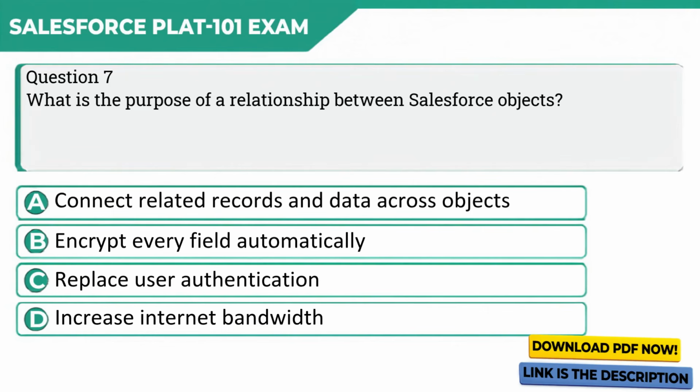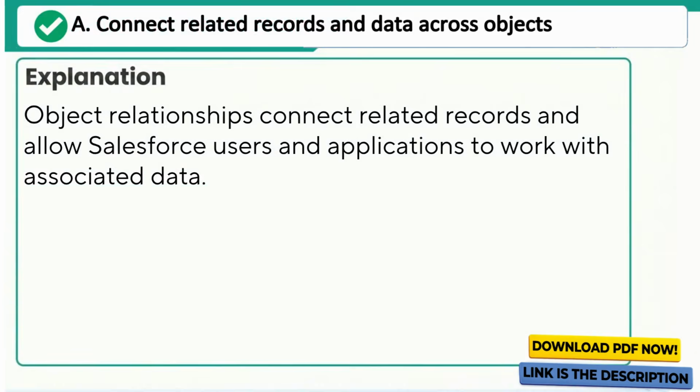Question 7. What is the purpose of a relationship between Salesforce objects? A. Connect related records and data across objects. B. Encrypt every field automatically. C. Replace user authentication. D. Increase internet bandwidth. Correct answer. A. Connect related records and data across objects. Explanation. Object relationships connect related records and allow Salesforce users and applications to work with associated data.